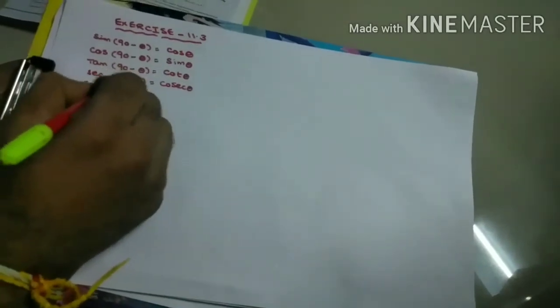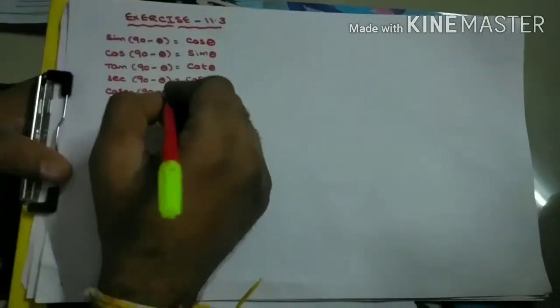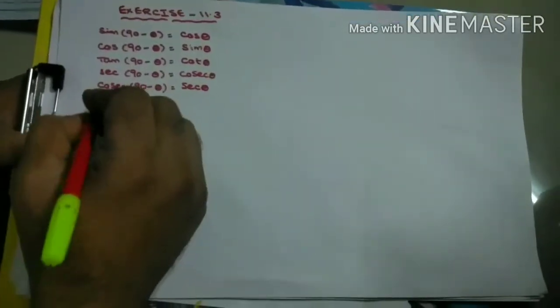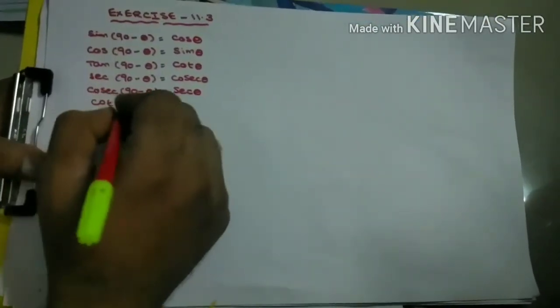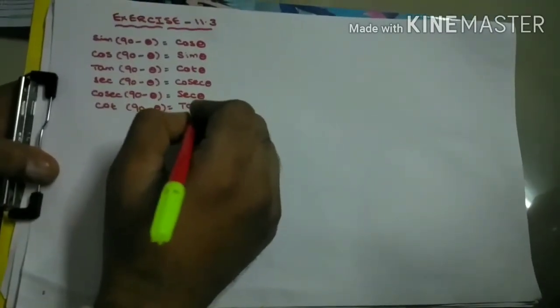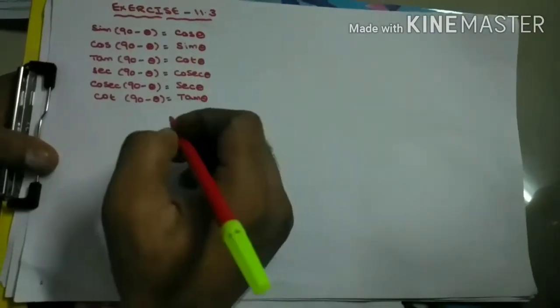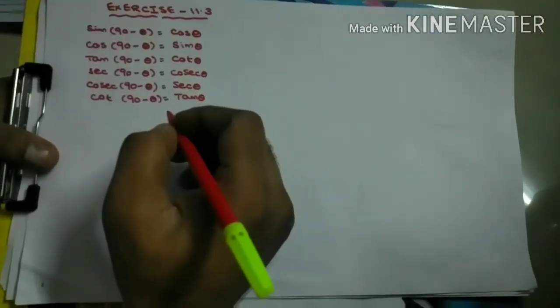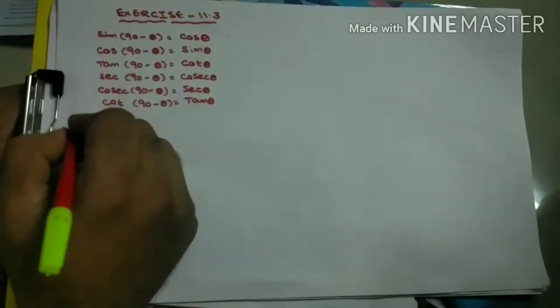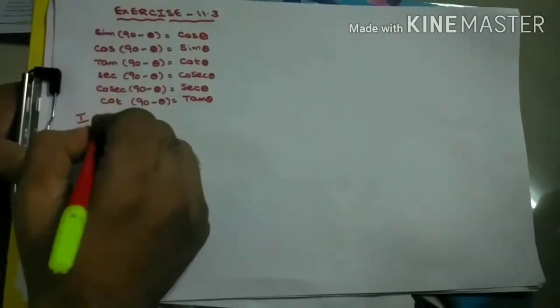Cosecant of 90 minus theta equals secant theta. Cot of 90 minus theta equals tan theta. If you learn these six formulae, then you can easily understand exercise number 11.3. First, the first Roman numeral. Evaluate.